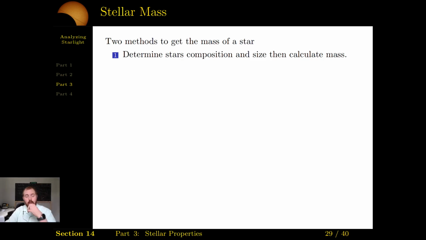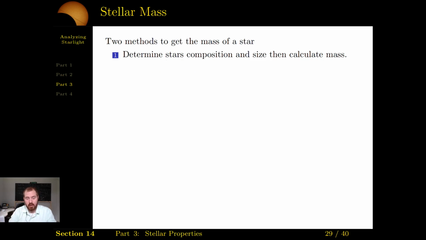Right. So, continuing on, properties we want to measure. How do we get the mass of the stars? How do I weigh it? I can't pull out a spring scale and put the star on the scale. So basically, there are two methods I'm going to talk about, right? One method, we look at the spectral class, we figure out what the star is composed of.